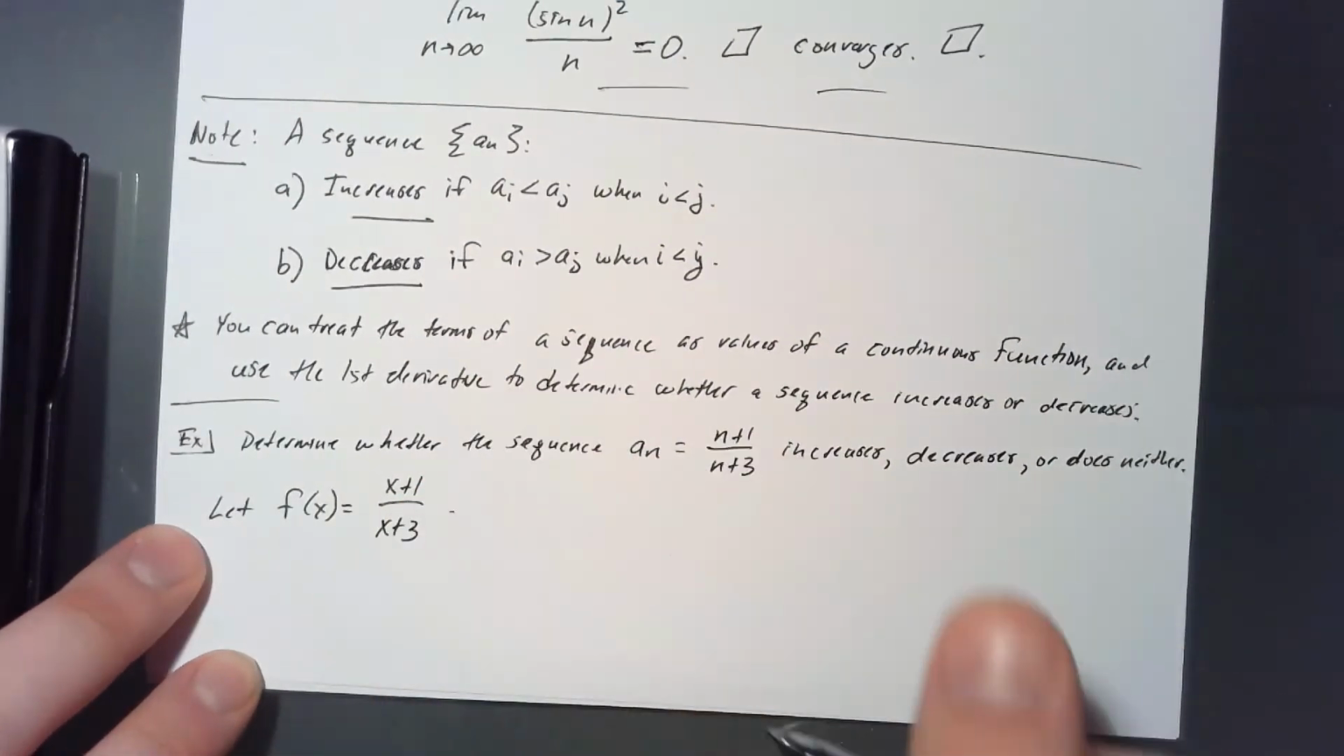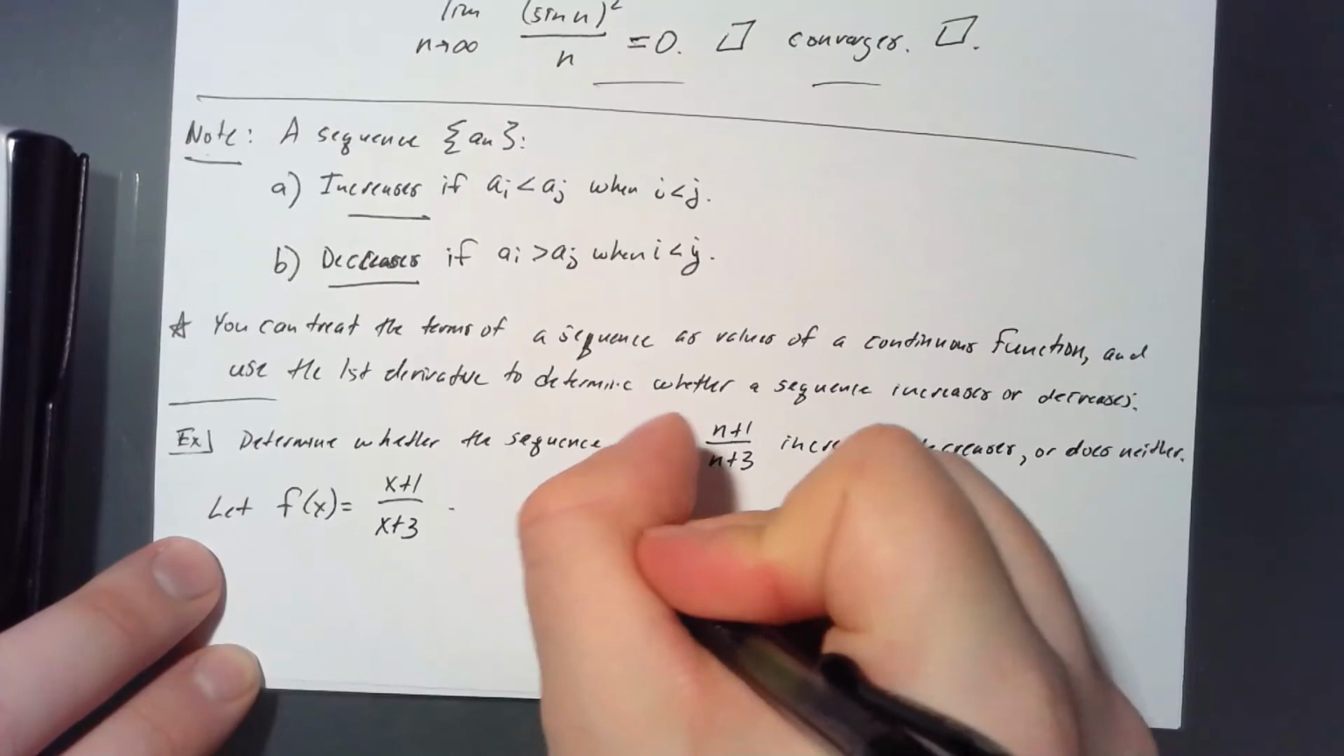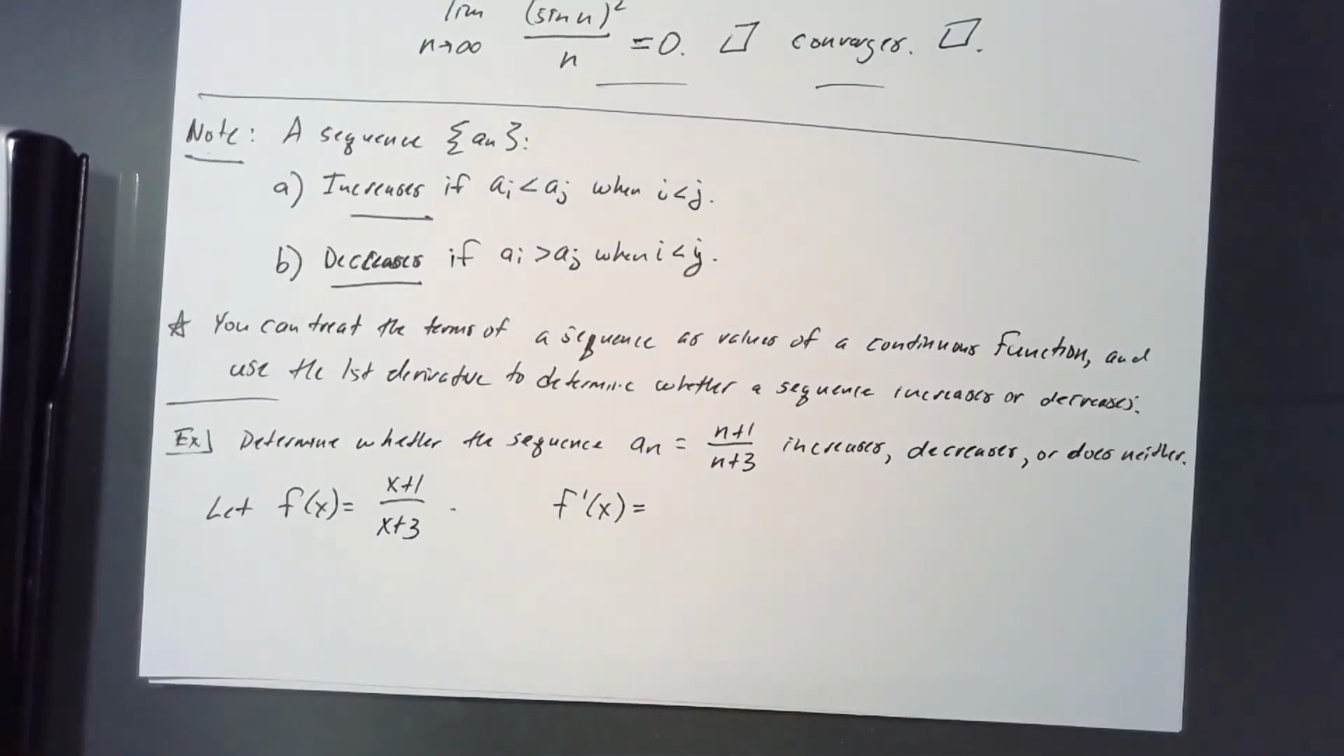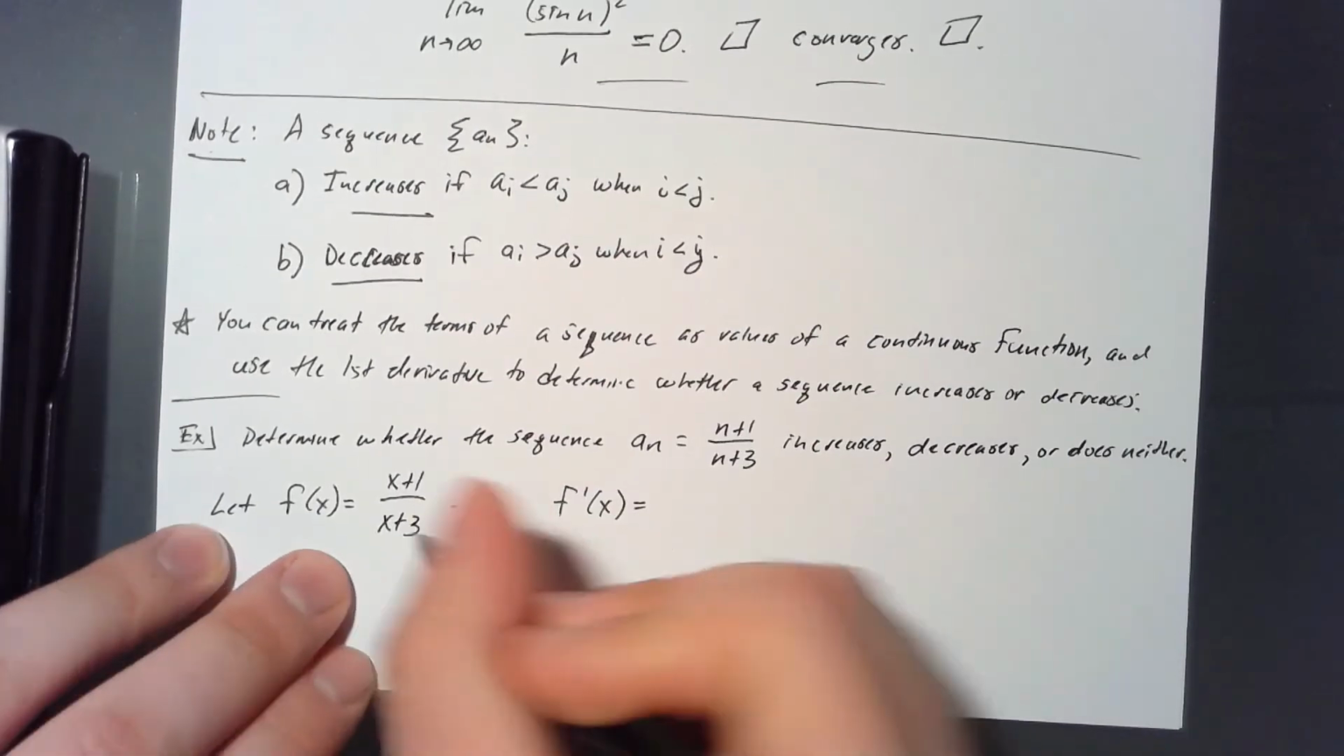Alright, so what's f prime of x equal to? How do you take the derivative of this? Well, use the quotient rule. Alright, low d high minus high d low. So low is x plus 3.